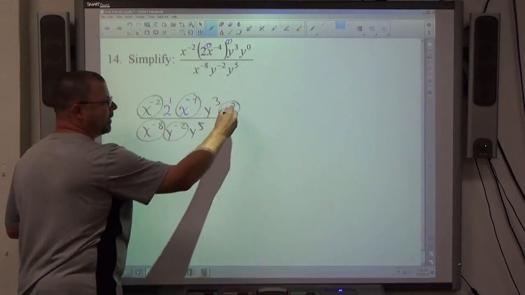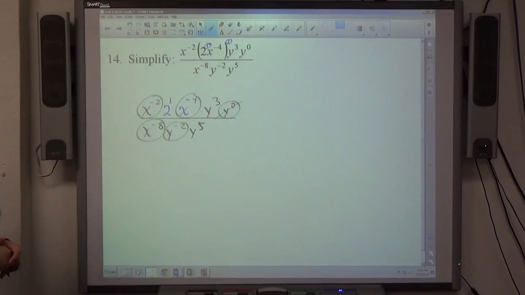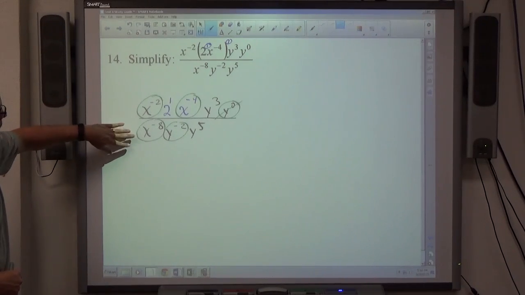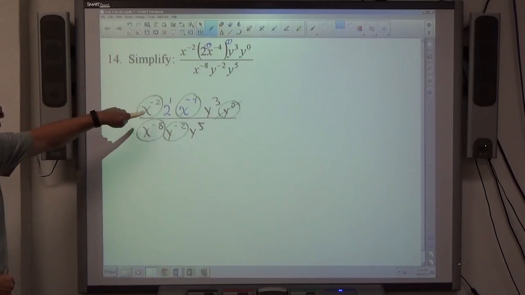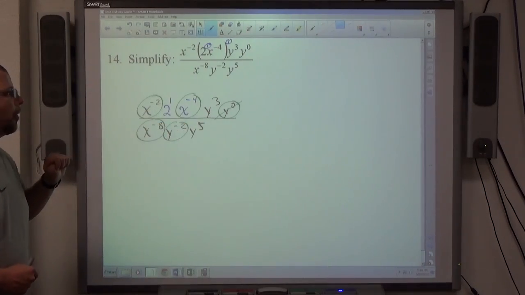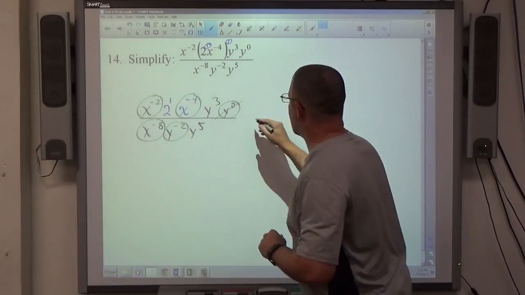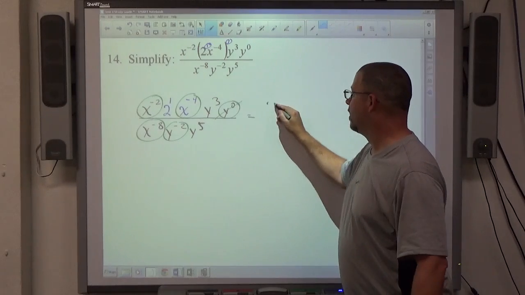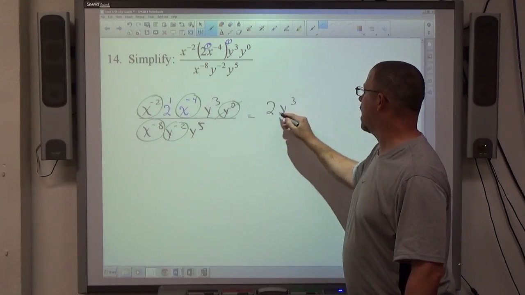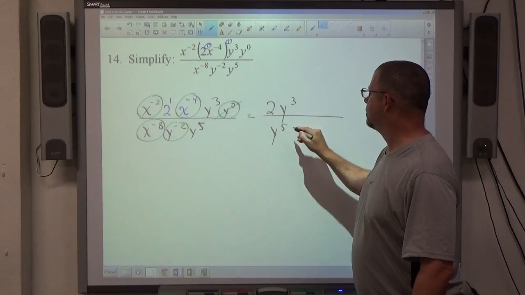Everything's being multiplied, times 1 doesn't matter, so you can throw 0 powers out in a scenario like this. Everything else circled moves to the other side. So the x's on top move to the bottom, the x and y on the bottom move to the top. The 2 and the y are going to stay right where they're at. So, again, keeping everything that's the same where it's at. 2 is on top, y cubed is on top, y to the 5th is on the bottom.